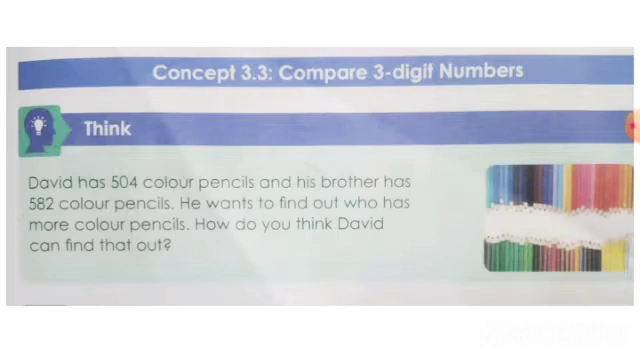Children, can you find out the answer? Okay, read it once again. David has 504 color pencils and his brother has 582 color pencils. So you have to find out who has more color pencils. So, my dears, here you have to apply the comparison of numbers. That is what we are going to discuss today. Okay, everyone look at the next one.